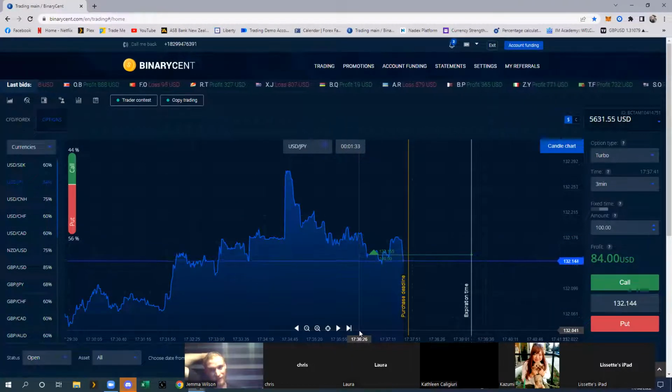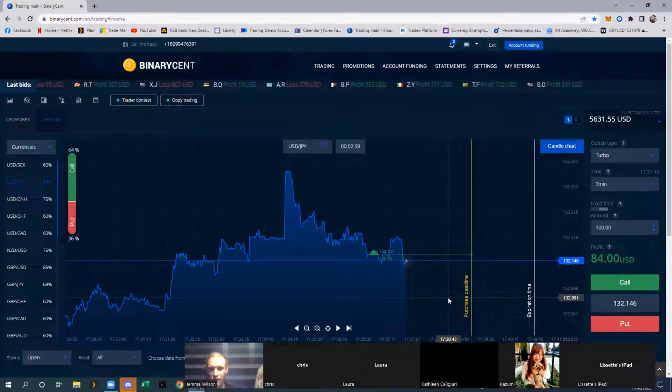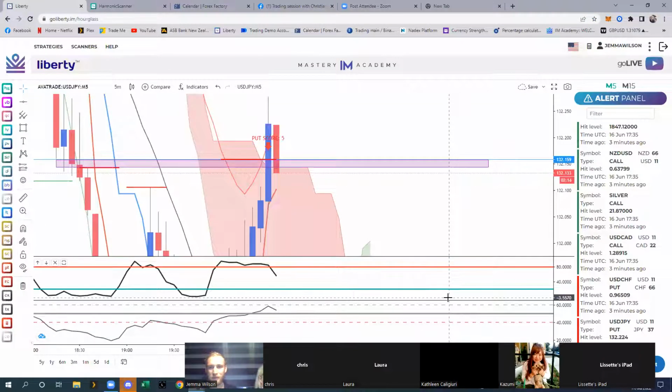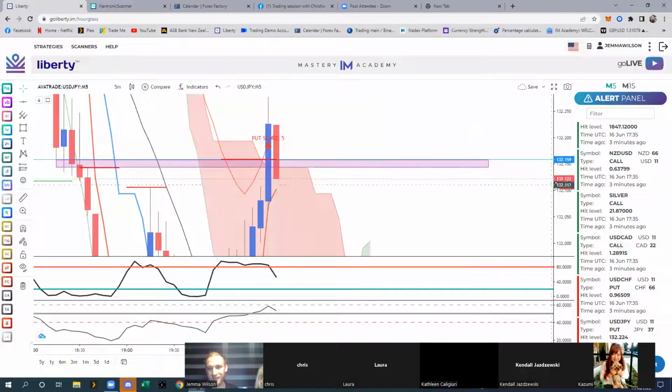Chuck a 1 if you're in. Oh, and this is I got impatient and I jumped in at the beginning of this candle, because I was hoping for a little bounce. It's definitely ideal to wait till the end of the candle before you enter.